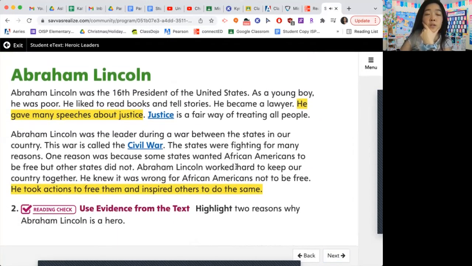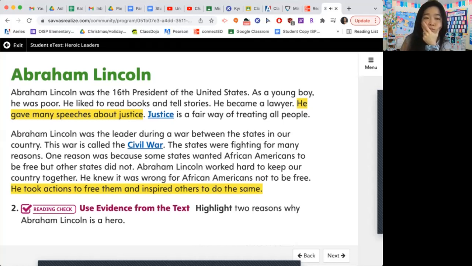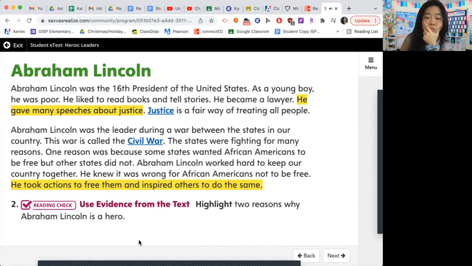Abraham Lincoln. Abraham Lincoln was the 16th President of the United States. As a young boy, he was poor. He liked to read books and tell stories. He became a lawyer. He gave many speeches about justice. Justice is a fair way of treating all people. Abraham Lincoln was the leader during a war between the states in our country. This war is called the Civil War.